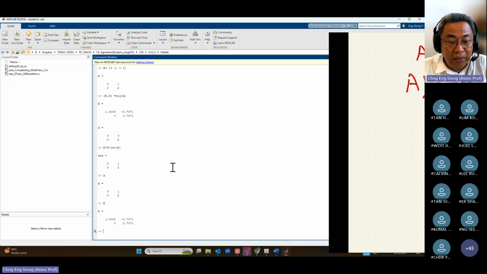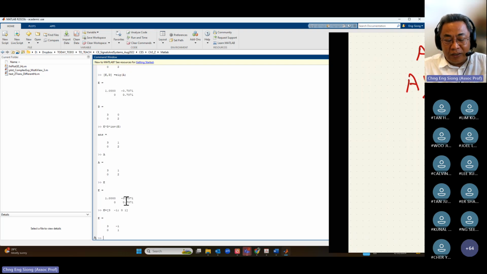Now, my E is 1, 0. This column is 1, 0. But we already told you that eigenvectors are fine as long as they span that direction. So I'm going to do this. E equals, I'm going to use 3, and here is minus 1, 0, 1. Then you see that this E has nothing to do with this E. Or has it? Guys, please answer the question. This E, the original E given by my MATLAB, and the E that I have just punched in, any relationship?